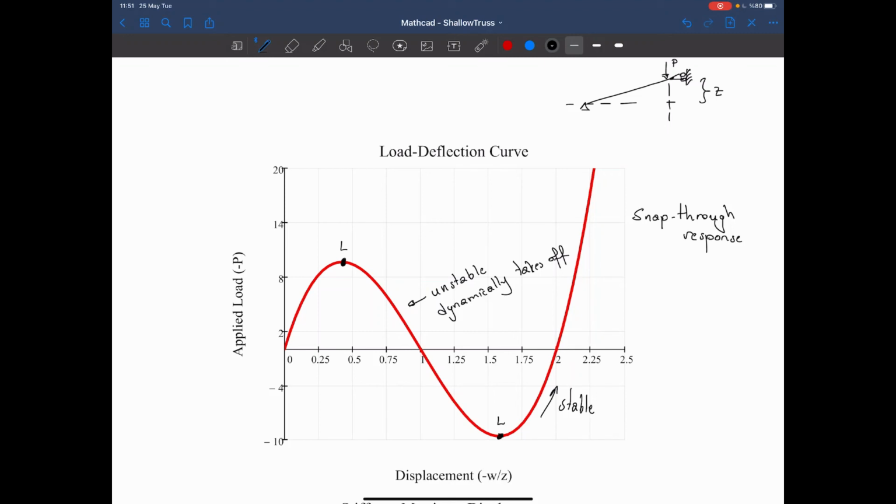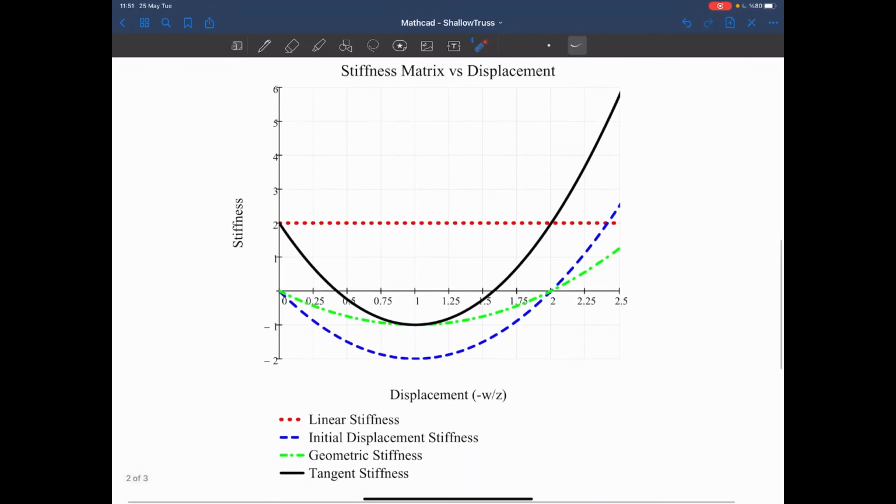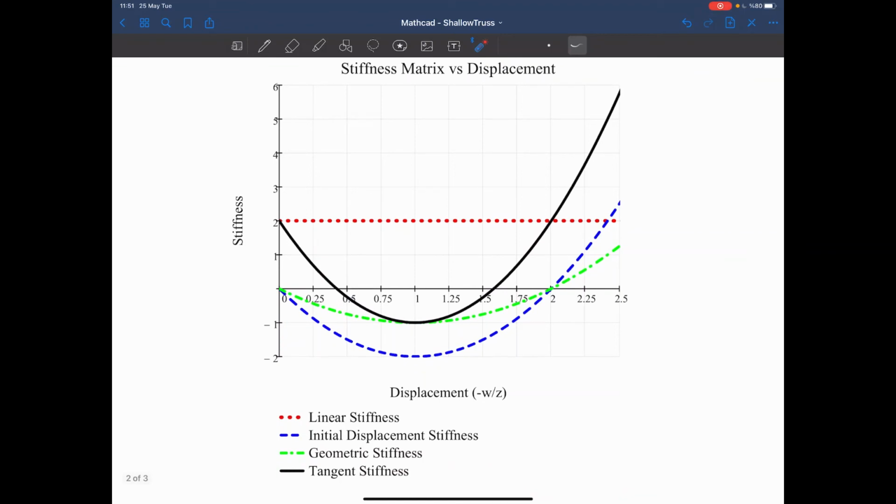Now let's take a look at how the stiffness matrices change for this load deformation curve. So here in this graph, I'm plotting all the stiffness matrices. So the black one is the tangent stiffness. The red one is the linear stiffness. Of course, it doesn't depend on the deformation, it's constant. We have the initial displacement stiffness and the geometric stiffness.